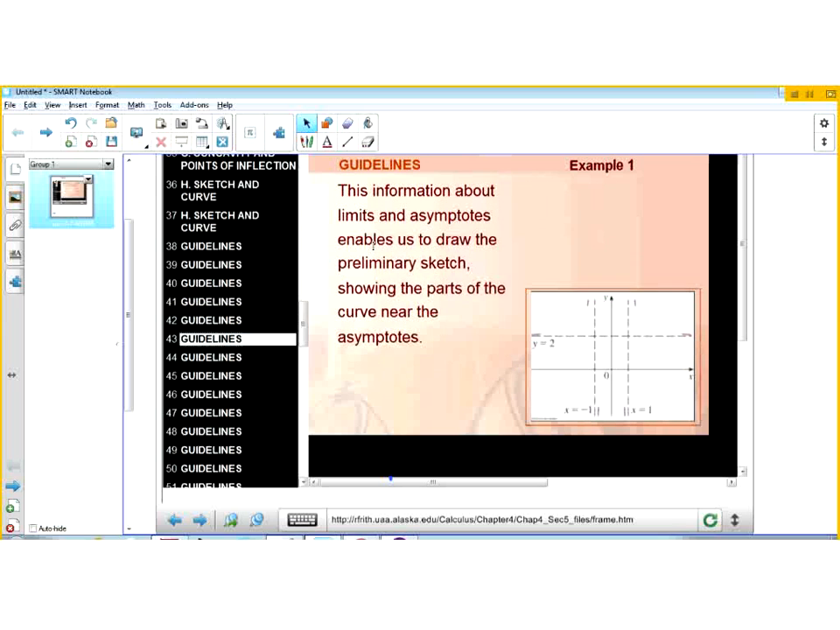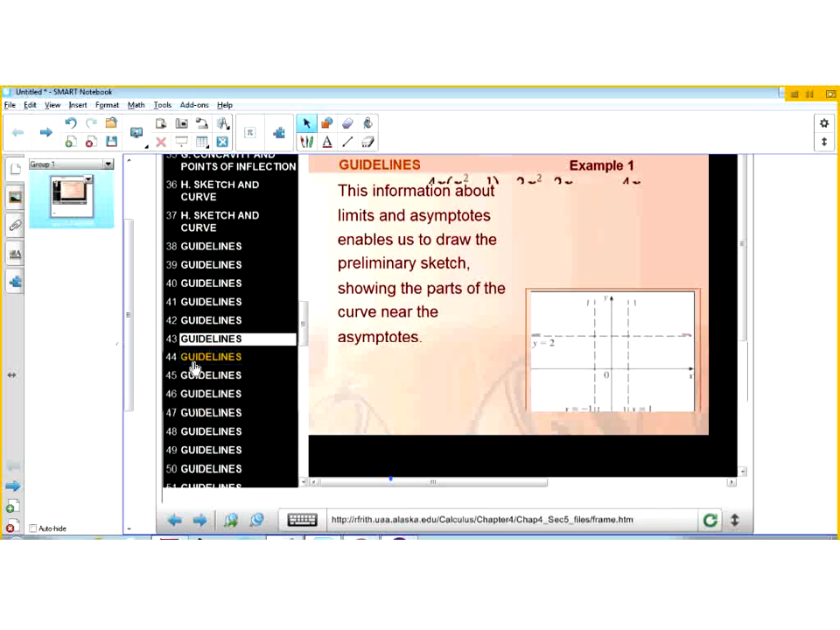Now we have a preliminary sketch right here. Here are the asymptotes. You have 3 asymptotes. And we had an intercept at (0, 0). We know as x approaches -1 from the right, it shoots toward negative infinity, and as x approaches 1 from the left, it shoots toward negative infinity. And it's symmetric, so this is an even symmetric graph.